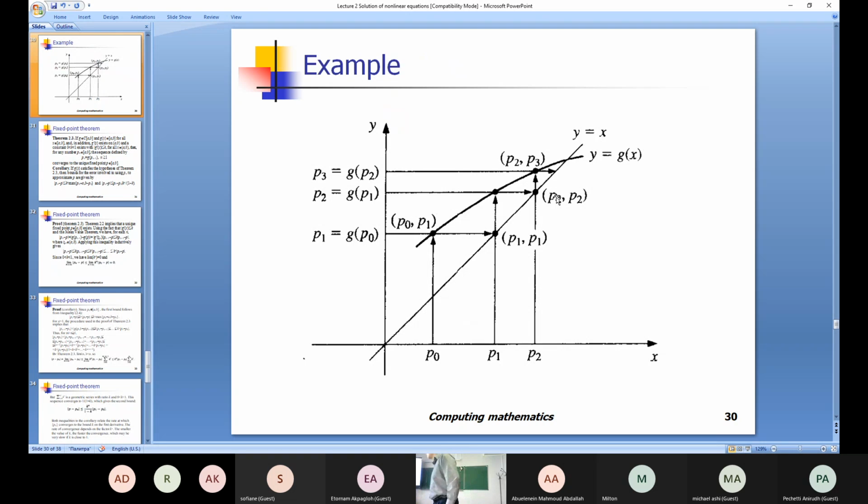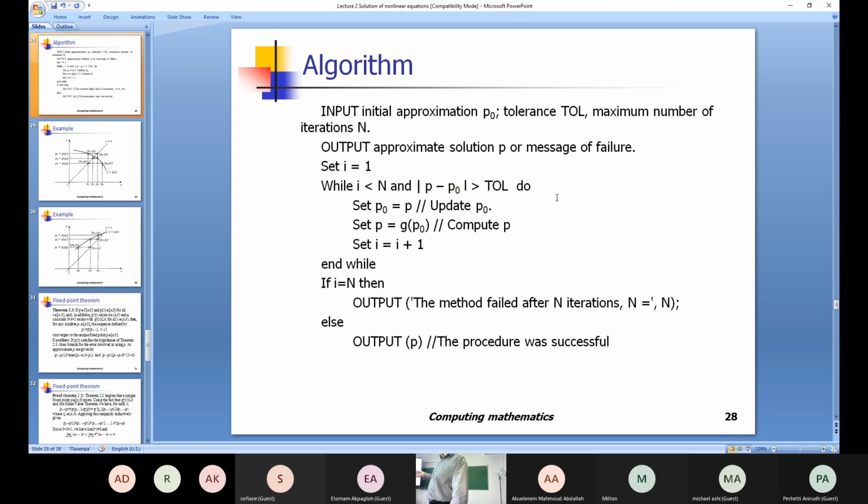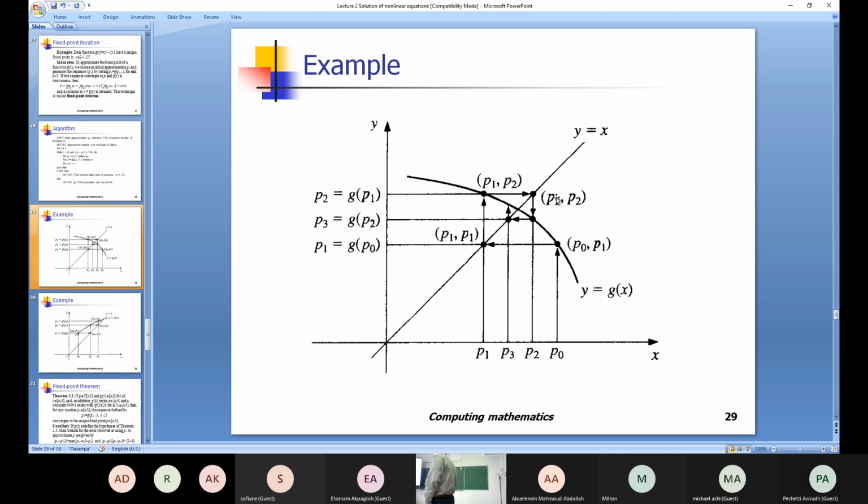I think it will be good to carry out a few steps of the method manually to understand how it works. Okay, I showed you this picture.